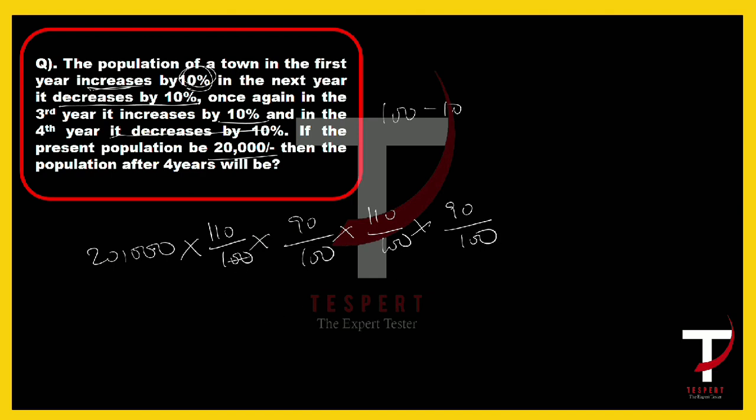How much do we get after 4 years? See, why did we take 4? Because we have to calculate for 4 years, right? So this is the first year, this is the second year, this is the third year, and this is the fourth year. So calculate how much we get. We get 19,602 as the population after 4 years. Okay.